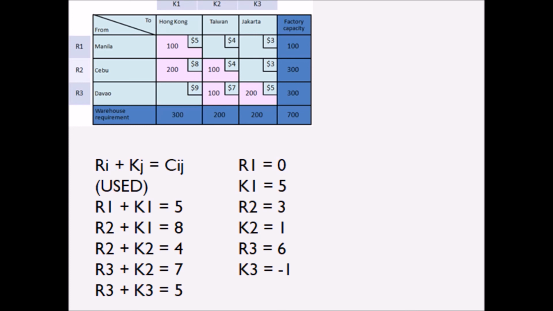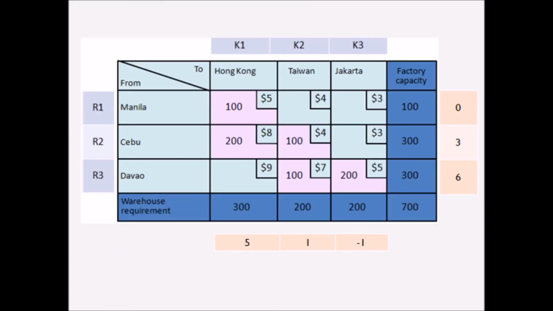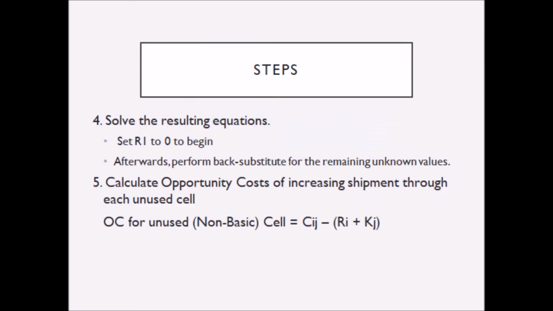Now with that, we apply them to the table. And the next step now is to calculate the opportunity cost of increasing shipment through each unused cell. So to compute the opportunity cost for each unused or non-basic cell, we have the formula: the cost of shipping from source i to destination j minus the sum of r sub i and k sub j.